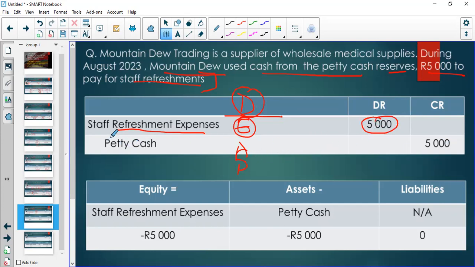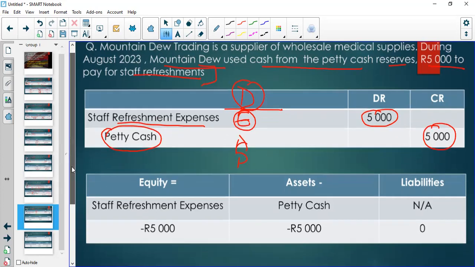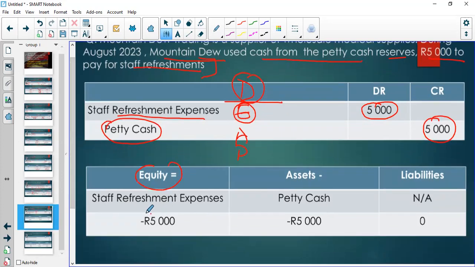And of course, we are paying out of petty cash, so our petty cash has decreased by 5,000. And equity is going to be reduced because this is an expense that we incurred. Our assets are going to reduce because the amount of cash we have has reduced. And we don't owe anyone any money.